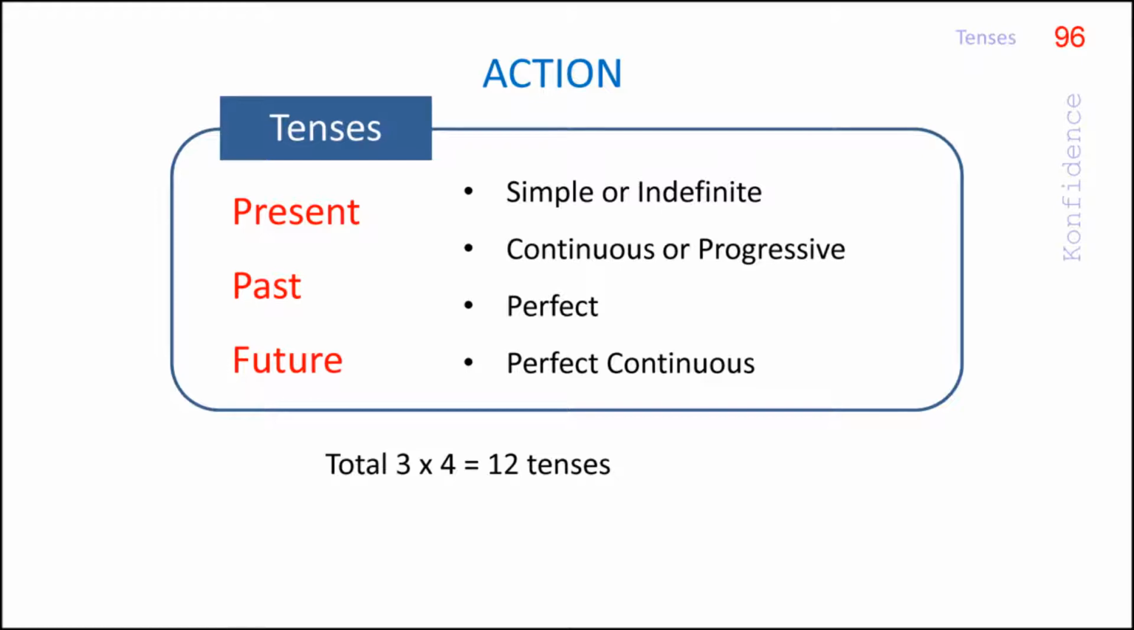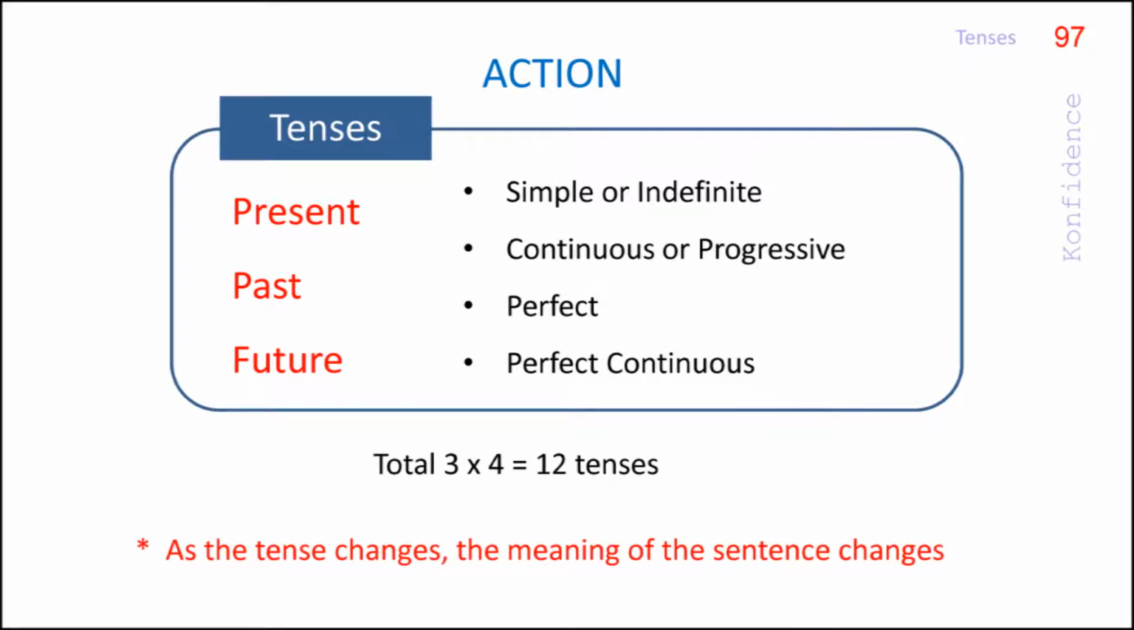12 tenses stand for 12 different points of time of an action. The most important thing is that when the tense changes, the meaning of the sentence will also change. Therefore, we should study each tense separately to have a sound knowledge in English grammar.